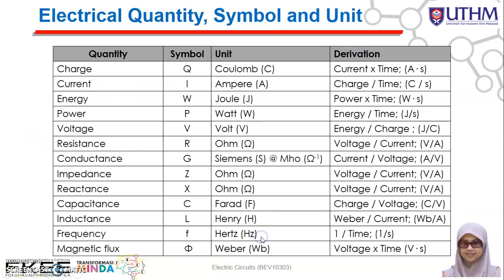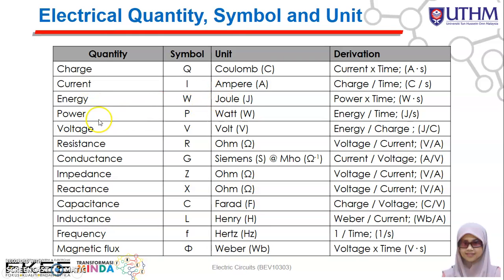For the electrical quantity, this is the quantity that we always use in electrical analysis. We have charge, whose symbol is Q, and the unit is Coulomb. Charge is also a derived unit, which is current multiplied with time. Current is I, and the unit is ampere.